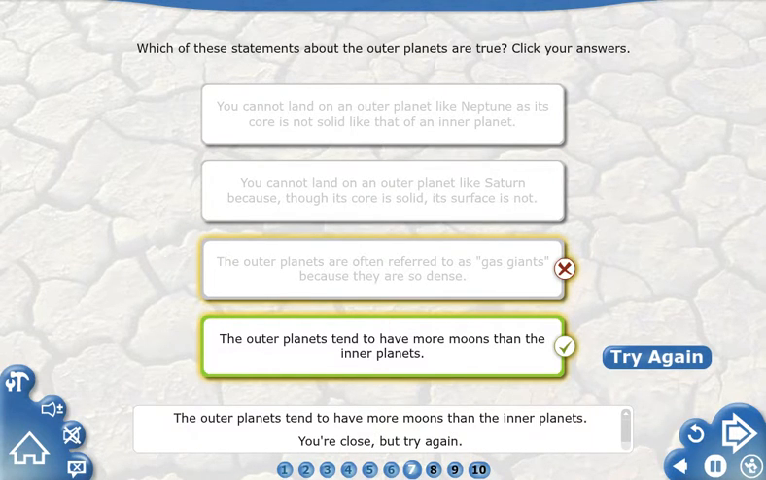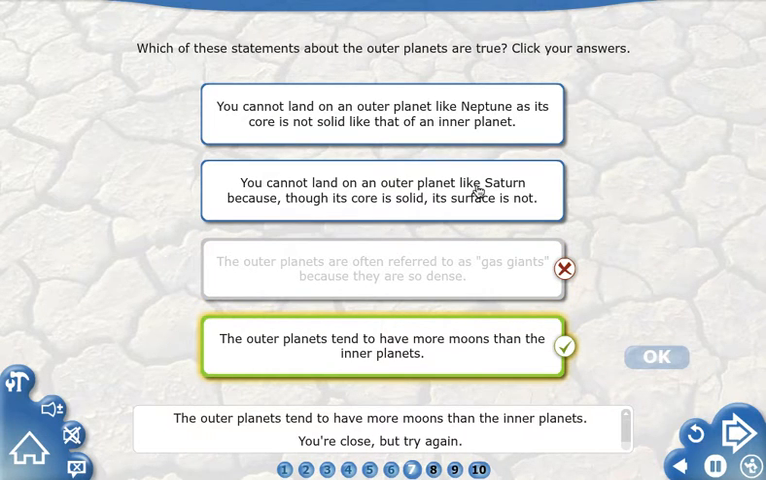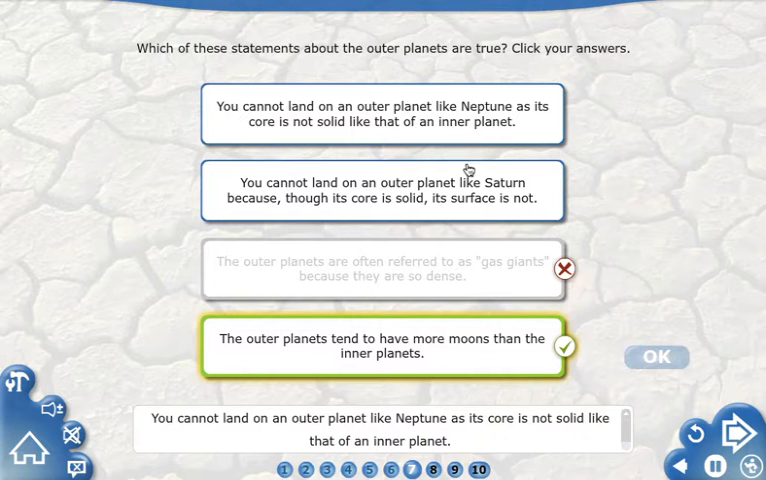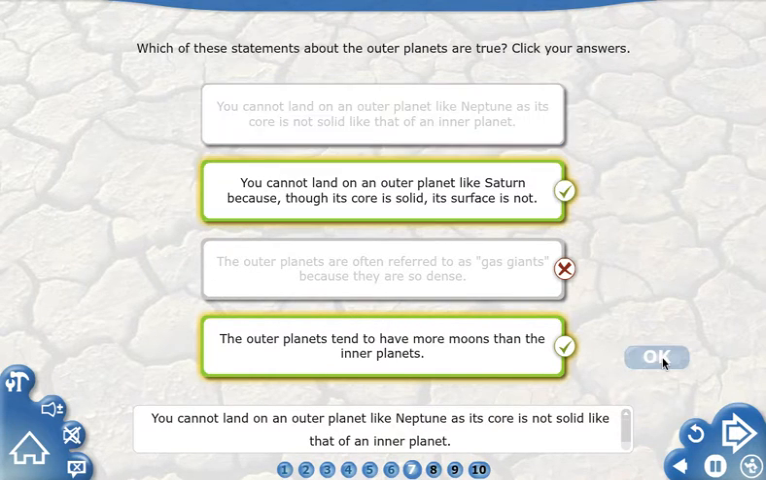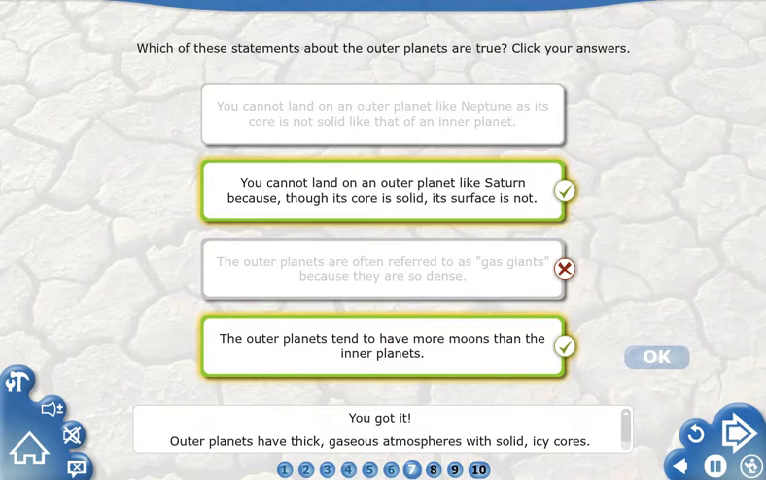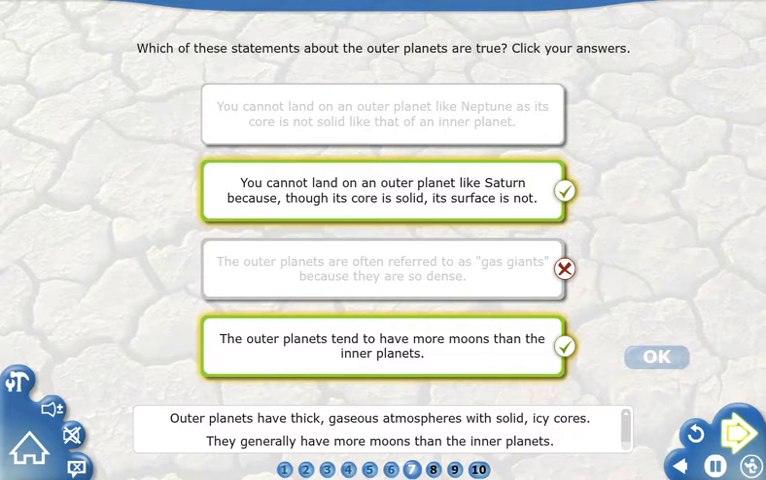You're close, but try again. You cannot land on an outer planet like Saturn. You cannot land on an outer planet like Neptune. You got it. Outer planets have thick, gaseous atmospheres with solid, icy cores. They generally have more moons than the inner planets.